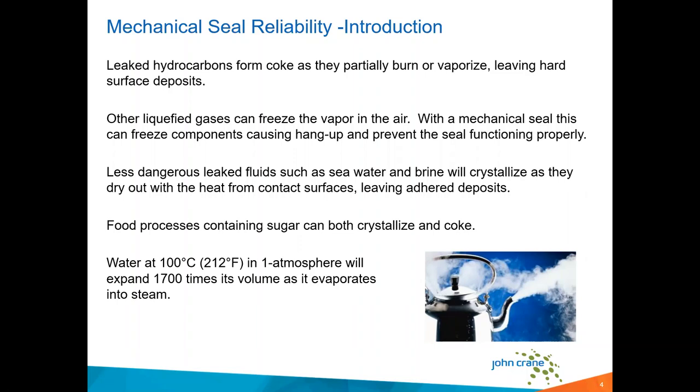When we talk about changing state, an example is hot hydrocarbon leakage passing across mechanical seal faces. It's going to coke as that fluid partially burns or vaporizes, so you're going to leave hard surface deposits there. Liquefied gases are going to freeze the vapor in the air, and that can in turn create seal problems. We can even see stages where it could freeze localized components such as O-rings and elastomers. We keep that in consideration when we look at the overall design of the seal, because it's potentially going to create hang-up and prevent functionality of the seal itself.